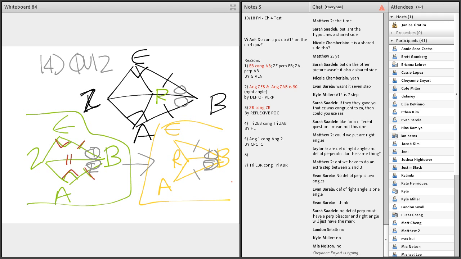I only have 2 markings because EB was already there, AB was already there. So I need to make a third marking. And step 6 is the shared side. See? And that's RB is congruent to RB.